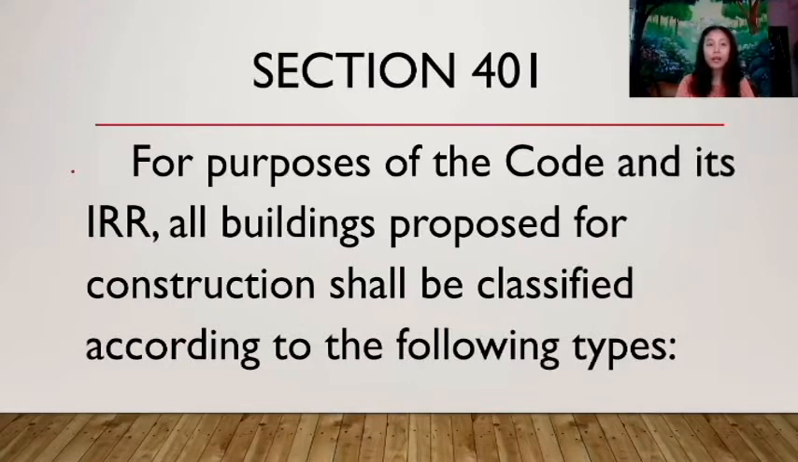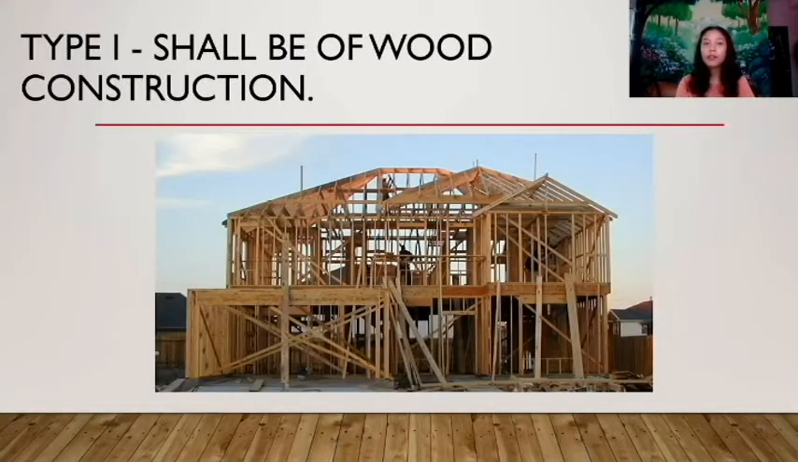Section 401. For purposes of the code and its IRR, all buildings proposed for construction shall be classified according to the following types. So when you propose a building for construction, it shall be classified into these 5 types of construction. The first is Type 1, which shall be of wood construction.